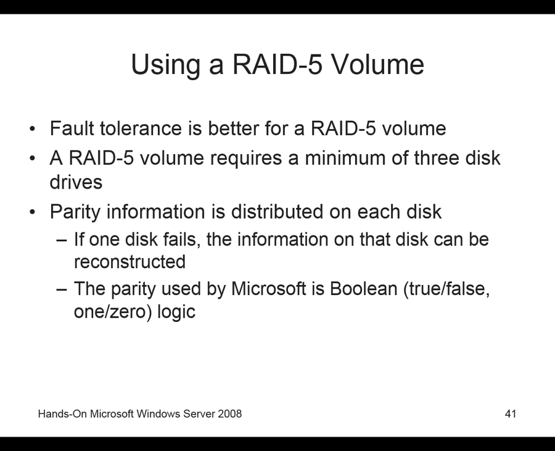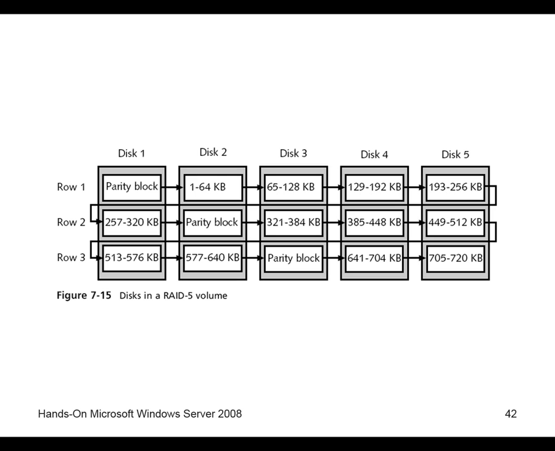And then fault tolerance is best with RAID 5 because it stripes over multiple volumes and the data keeps moving over the volumes. And the parity is true, false, or 1-0 logic. So basically, you'd have your parity, you'd have your 5, hit another parity, have 5 more, hit another parity, have 5 more. That's what I was explaining earlier. I just used an example of 5 instead of 3.